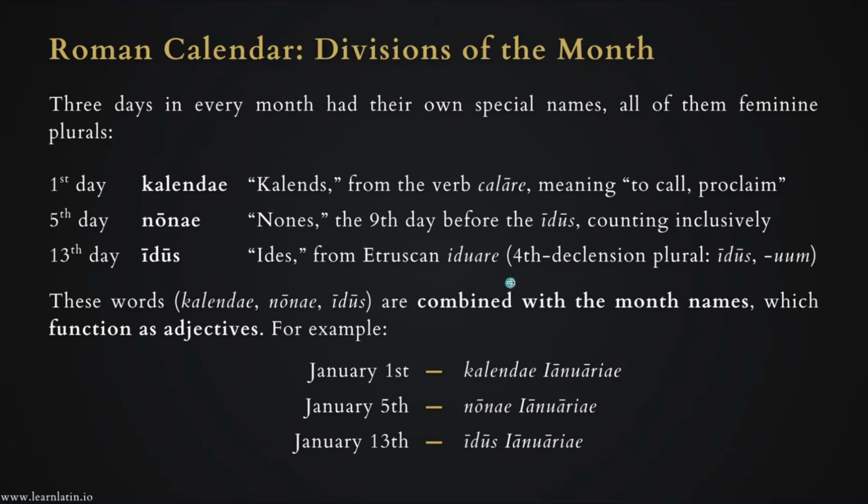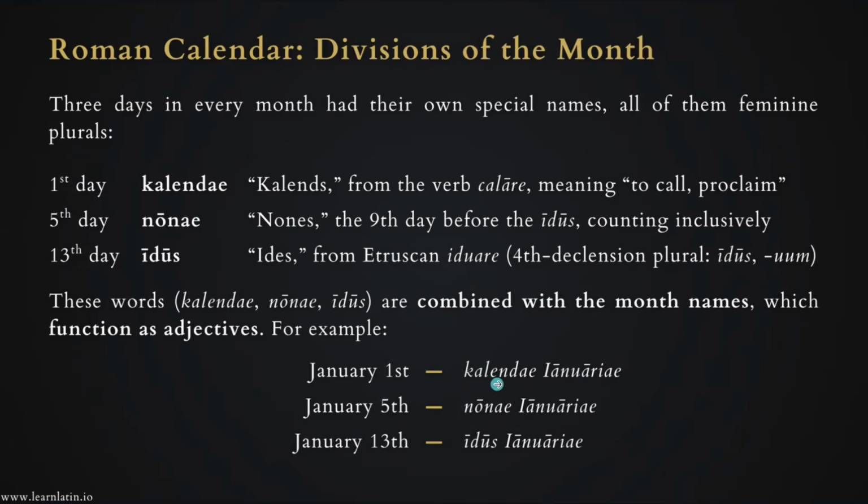So how do we indicate the 1st of January or the January the 1st? Well, we use kalendae because that's the first, and then we use the adjective Januarius agreeing with the noun kalendae. Kalendae Januariae, that's the 1st of January. January the 5th would be nonae Januariae. January 13th, idus Januariae.